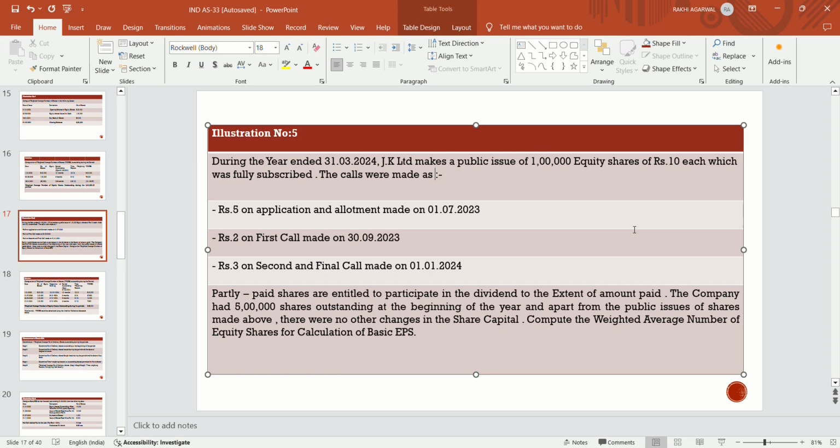The company has 5 lakh shares outstanding at the beginning of the year because the company has an opening balance of 5 lakh shares, and apart from the public issue made during the year, there was no other change in the share capital structure. Compute the weighted average number of equity shares for calculating the basic EPS.